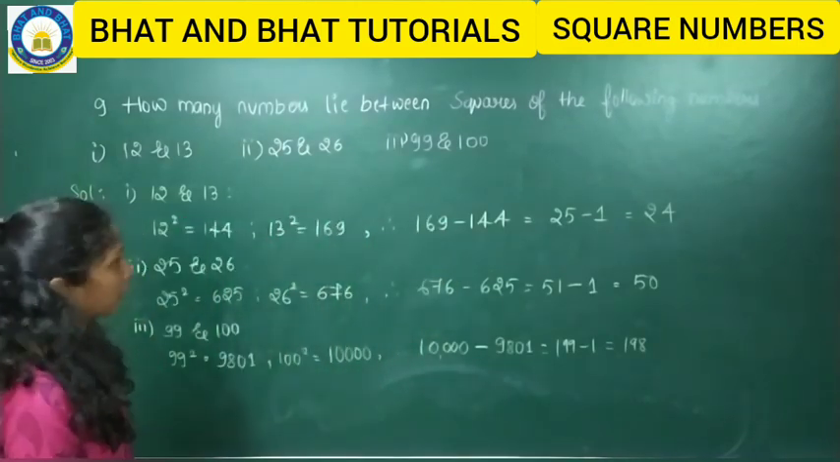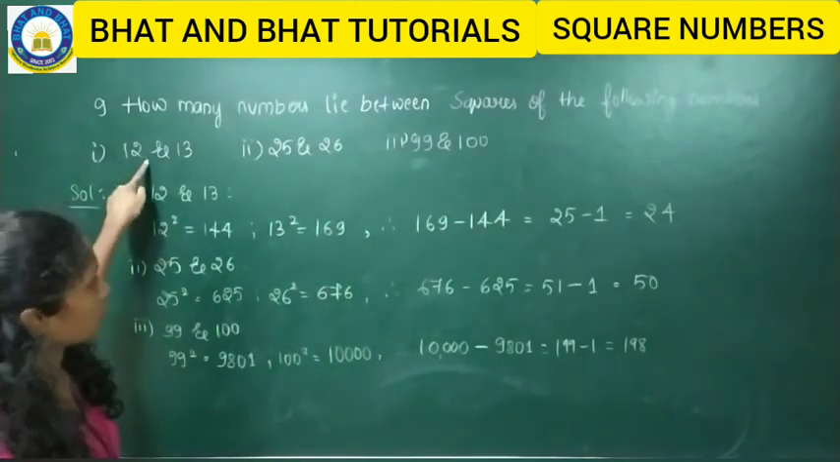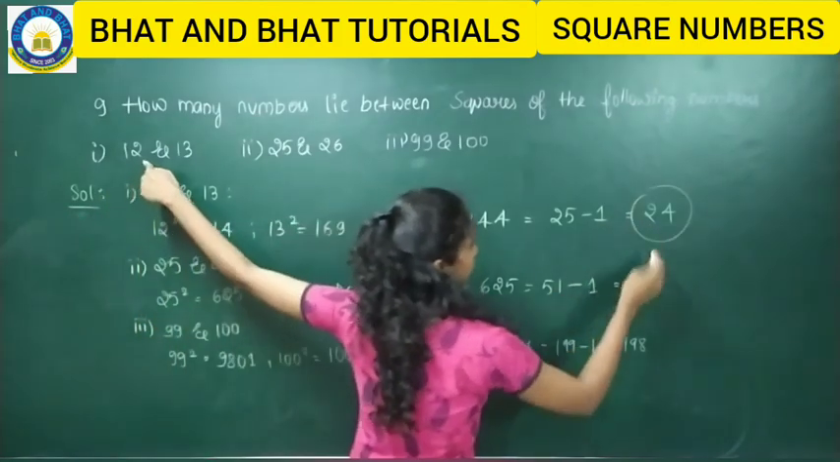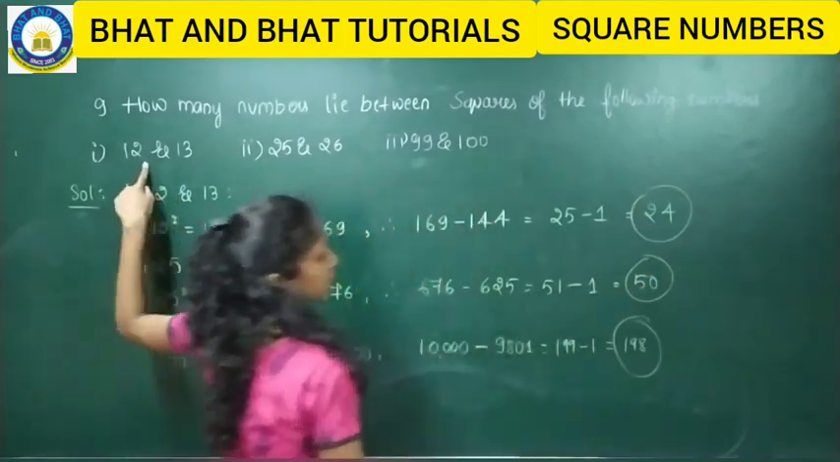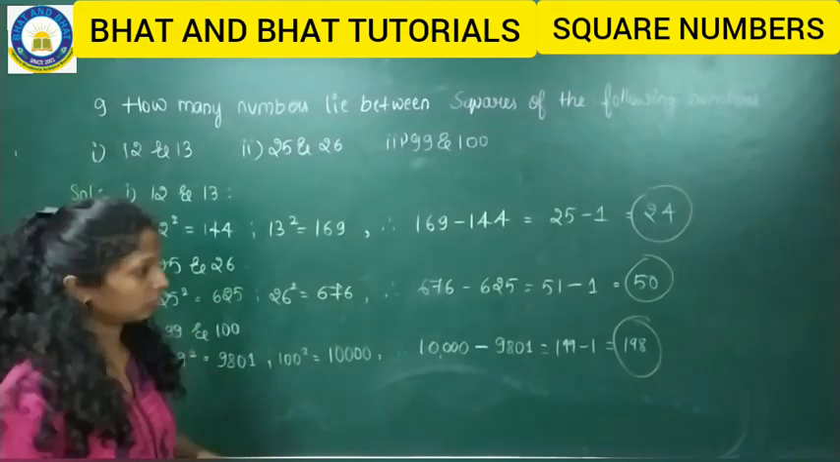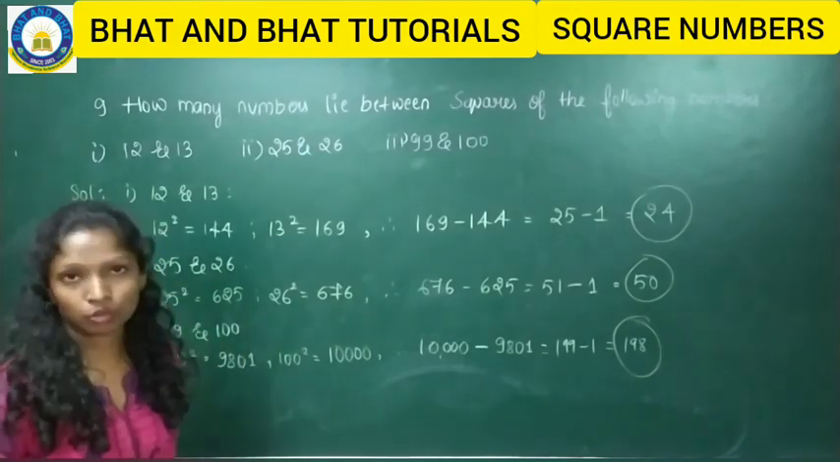Got this? So therefore for the first one 24 is your answer, for the second one it is 50, and for the third one it is 198. So now you can copy down this.